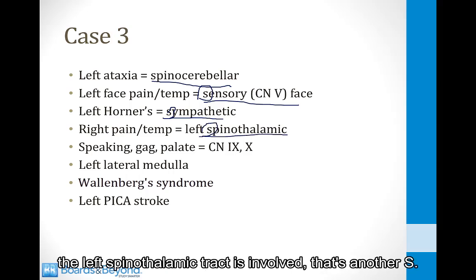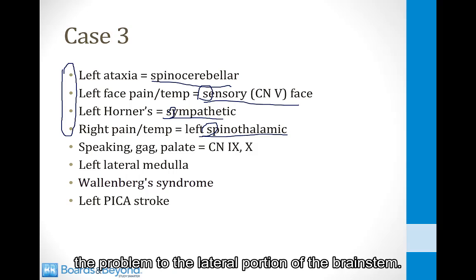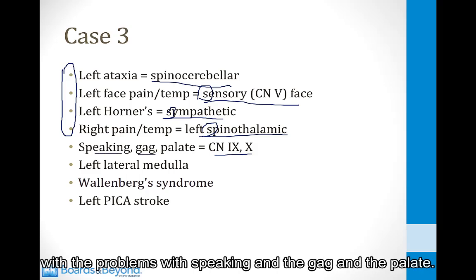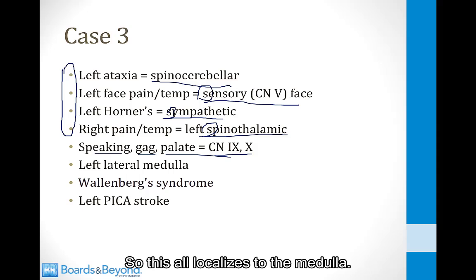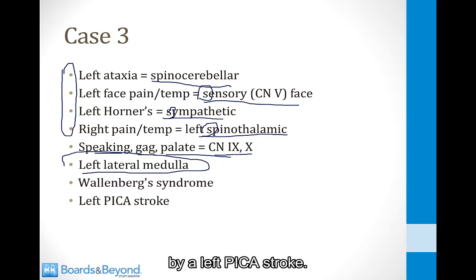That's another S. So all of these are S tracts, so these all localize the problem to the lateral portion of the brainstem. Then we have involvement of cranial nerves 9 and 10 with the problems with speaking and the gag and the palate, so this all localizes to the medulla. So this is a left lateral medullary syndrome, and that's a Wallenberg syndrome, and that's caused by a left PICA stroke.